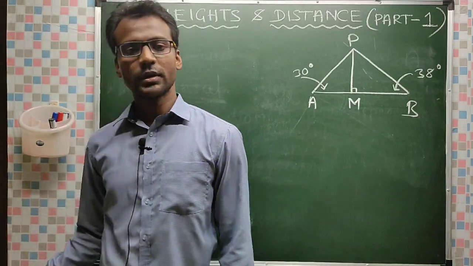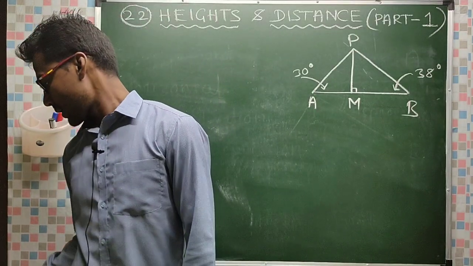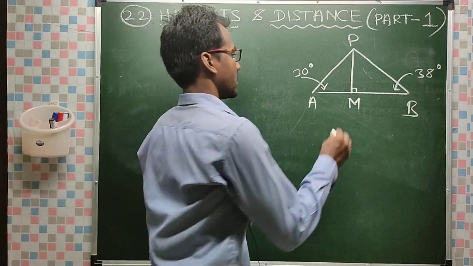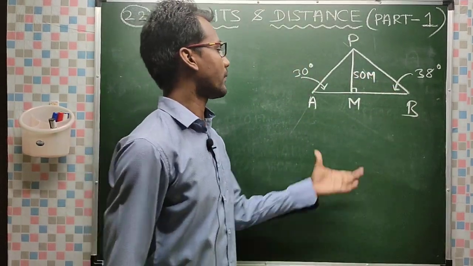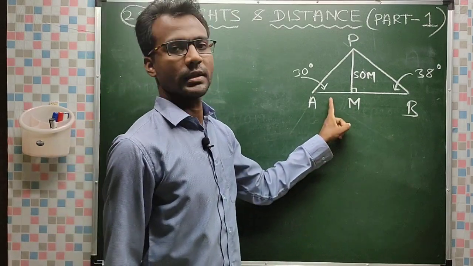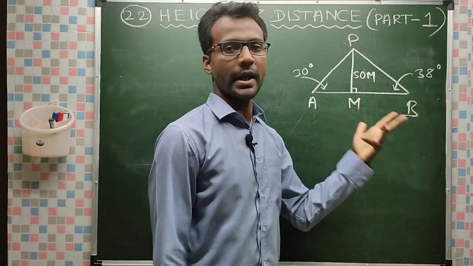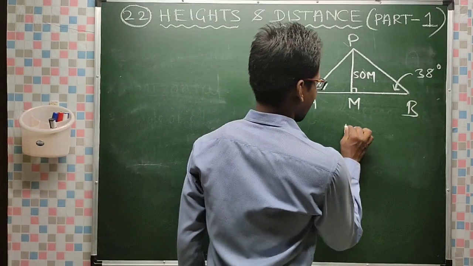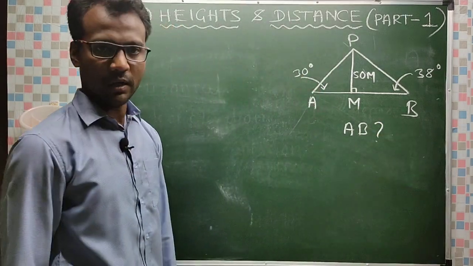Find the distance between them, which means you have to find AB, if the height of the tower is 50 meters. This is 50 meters. We have to find AB. Now how to find AB? You have to find AM, then we will find BM, then we will add. Because our target is AB, let us find AM first.